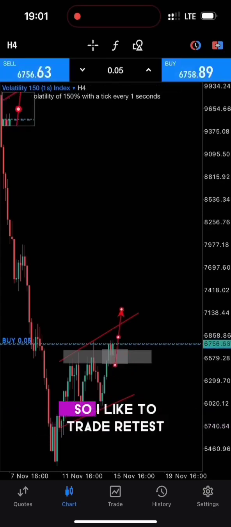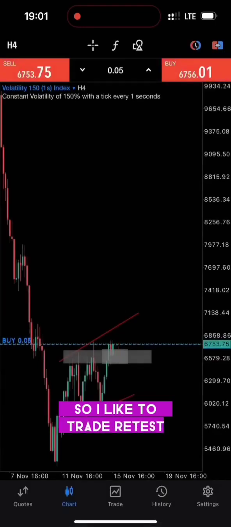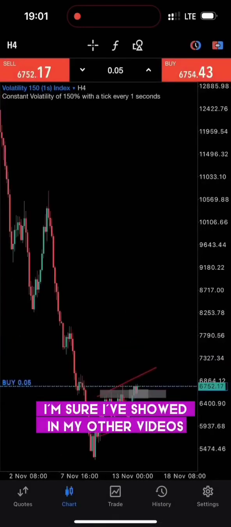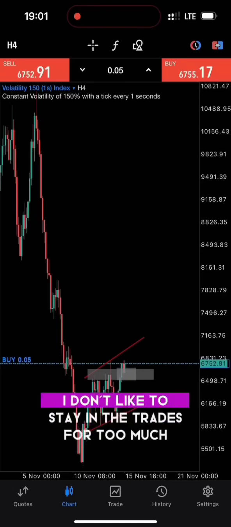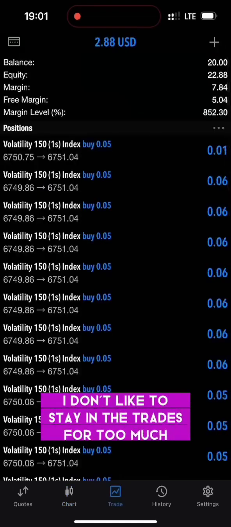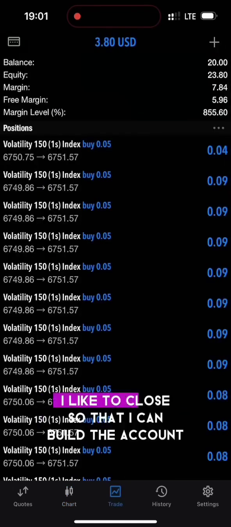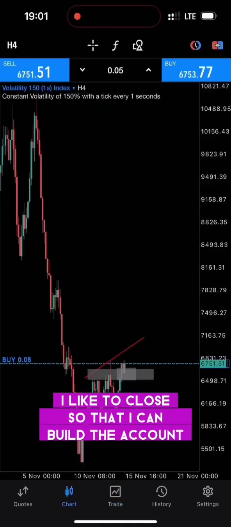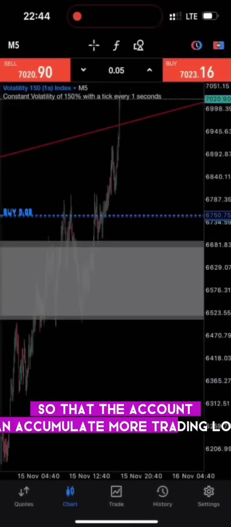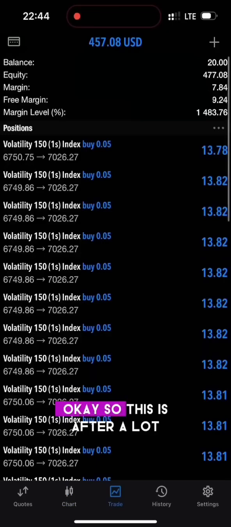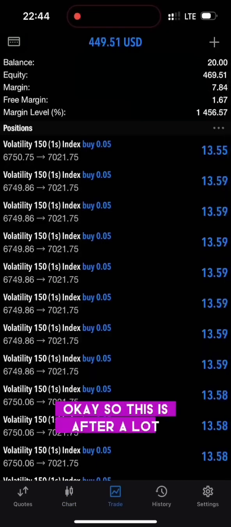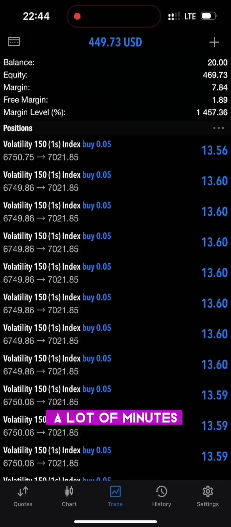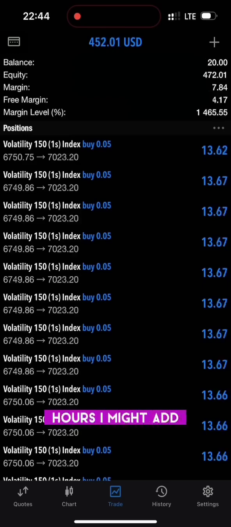Okay, so I like to trade retests. I'm sure I've shown you in my other videos. I like the retest. I don't like to stay in the trades for too long. When I get profit, I like to close so that I can build the account, so that the account can accumulate more trading lots.